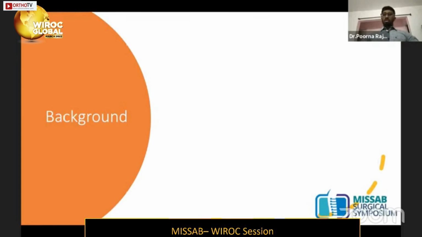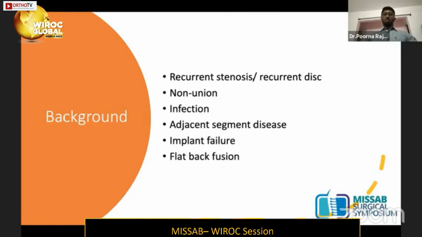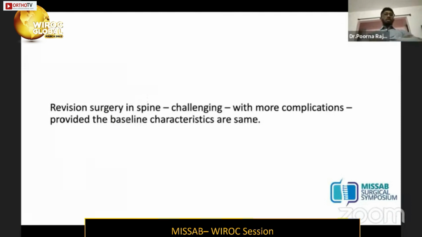So what are the causes for revision? It may be a recurrent disc or recurrent stenosis, or non-union at the fusion site. It may be due to infection, adjacent segment disease, which is very extensively discussed everywhere, implant failure, and flat back fusion. So revision surgery in spine is challenging because it tends to produce many more complications, even if the baseline characteristics of the patient are the same.